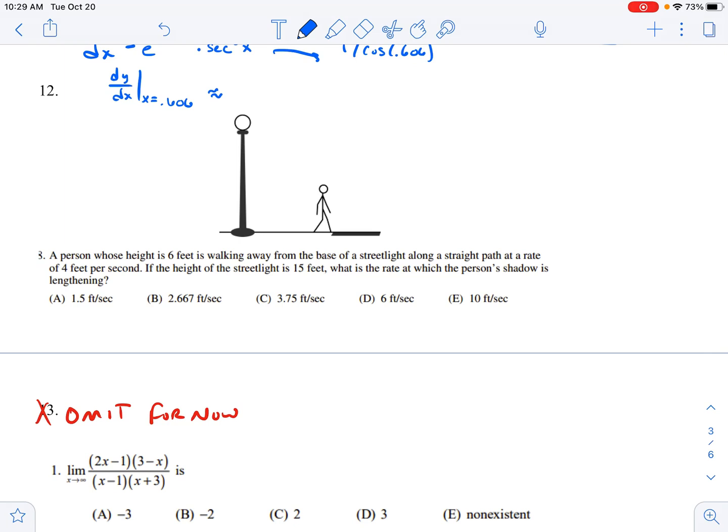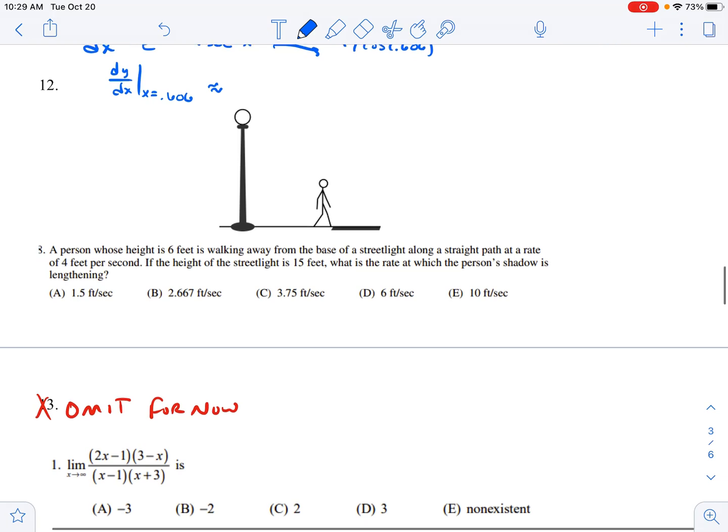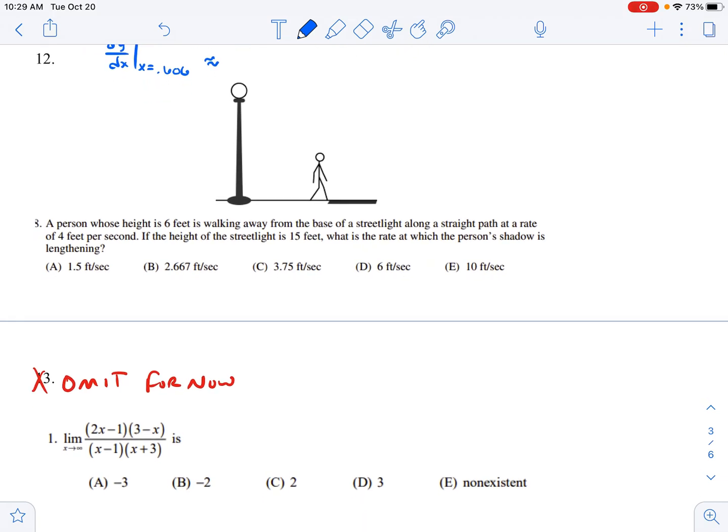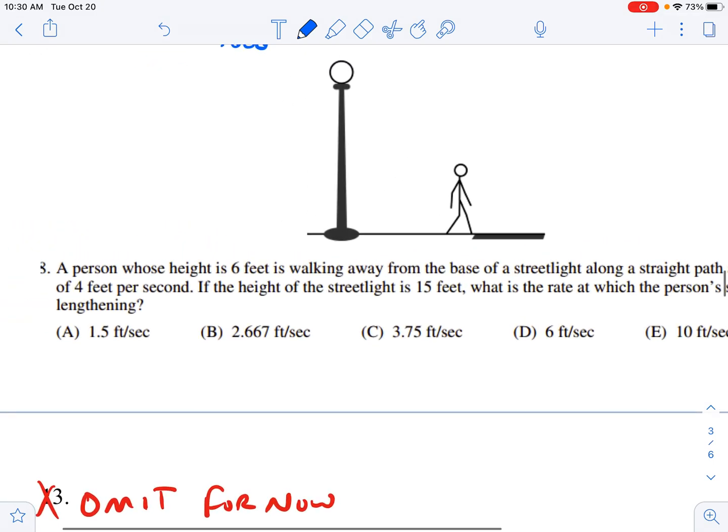A person whose height is 6 feet is walking away from the base of a street light along a straight path at a rate of 4 feet per second. If the height of the street light is 15 feet, what is the rate at which the person's shadow is lengthening? So I think that's what that dark line in front of the person is, right? If the light's coming from here, then this is going to be our shadow. I'm going to call that S, okay? What do we know? Person is 6 feet tall, street light is 15 feet tall.